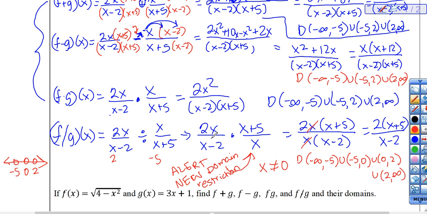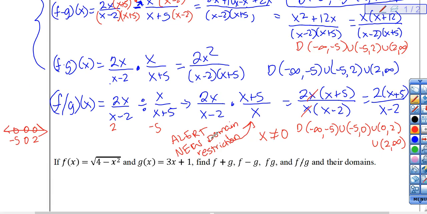Okay, so there you have your rational function example. Question?